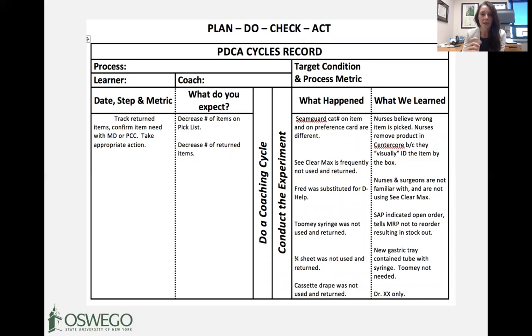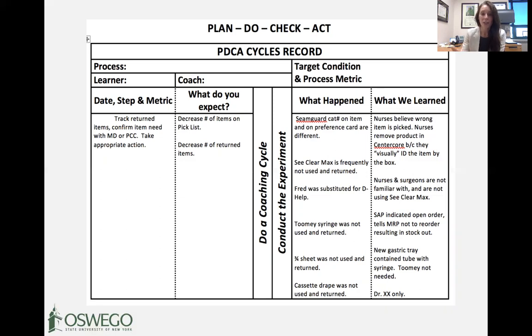In one case, in the seam guard, the number on the item and on the preference card were different. So the wrong item was actually brought in, which is why it was returned. And this had been happening for months and nobody recognized it until they actually went through and ran the experiment. They did recognize, though, that there was another item, a Clear Max, that was frequently not used and returned. So trying to have more conversations around that.